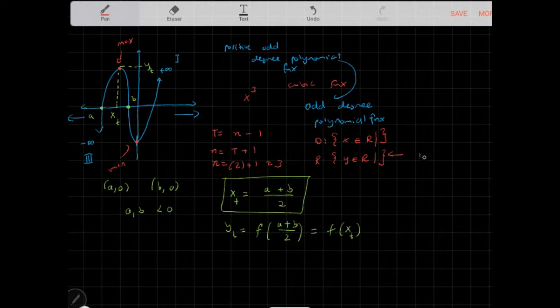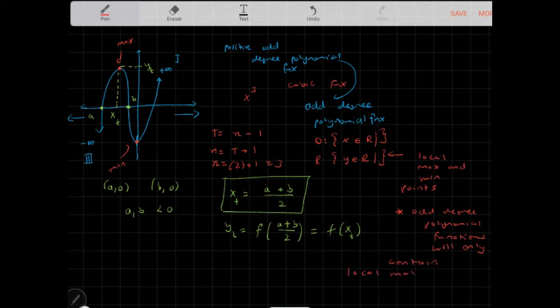These maximum and minimum points are what we call local maximum and minimum points, because they don't restrict the range of the function. So these are all examples of local maximum and minimum points. So odd degree polynomial functions will only contain local maximum and minimum points.